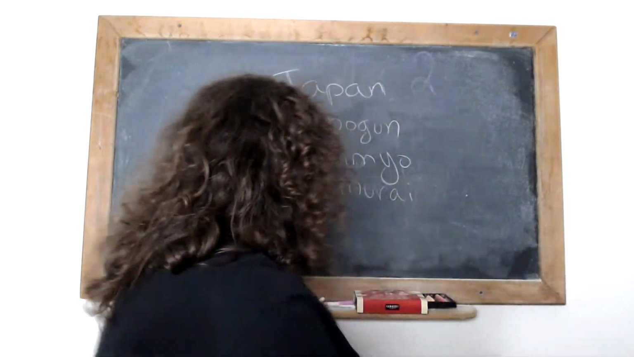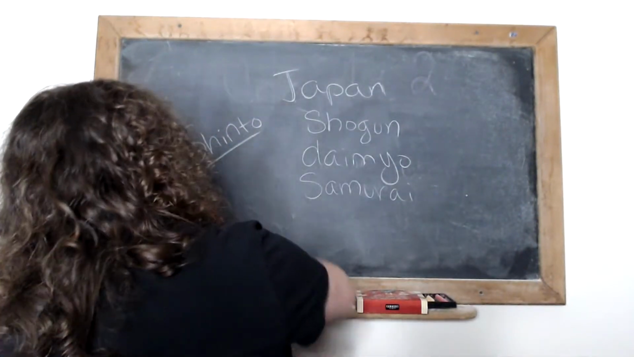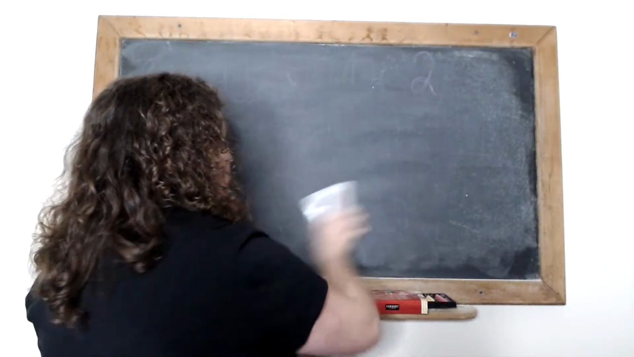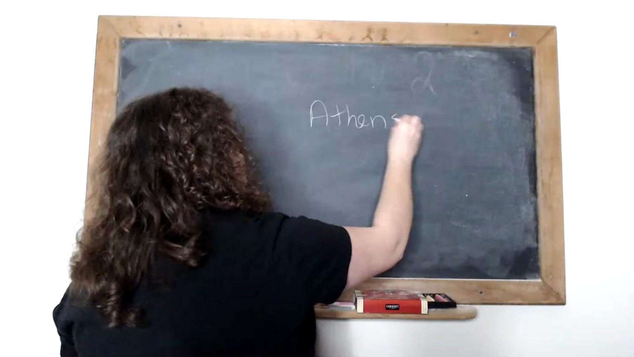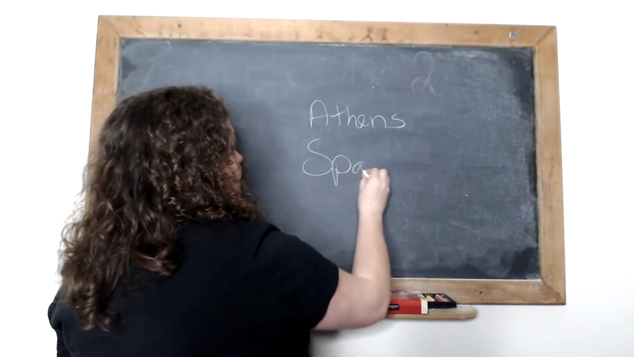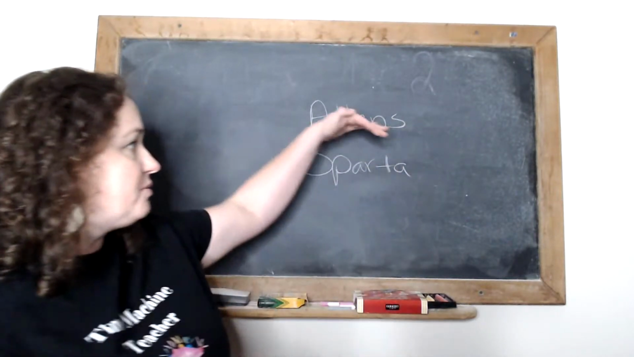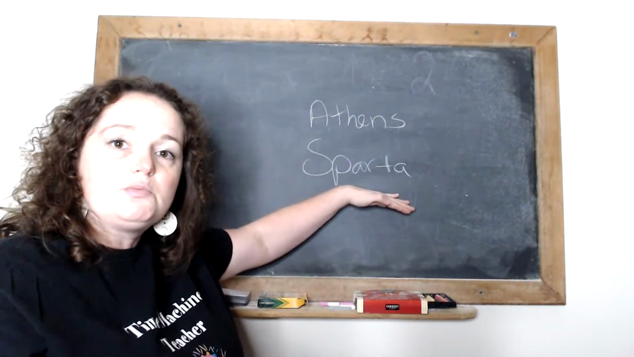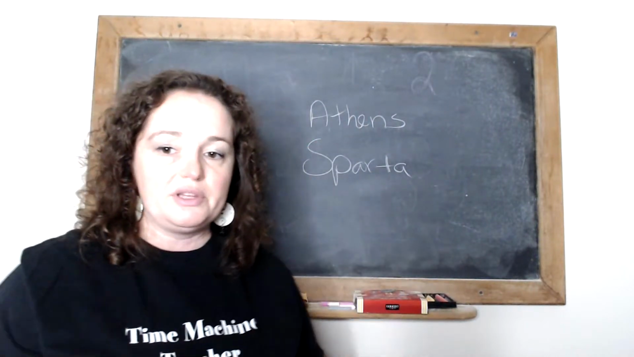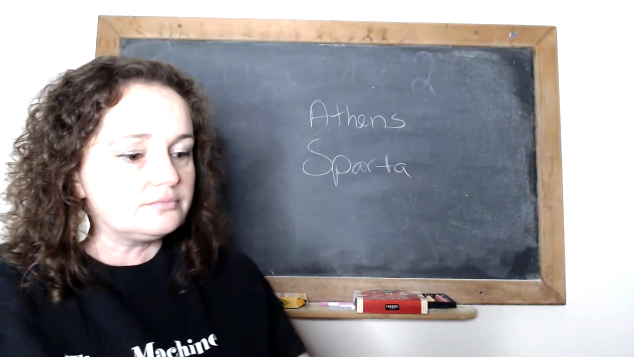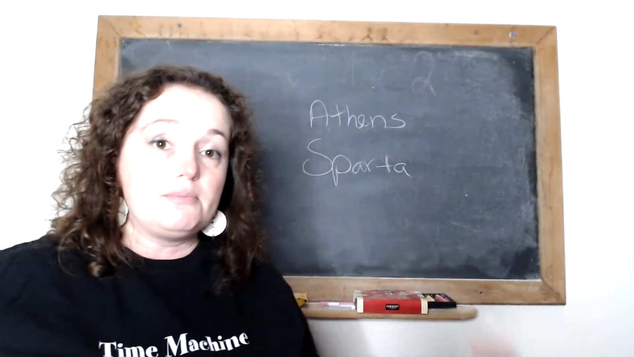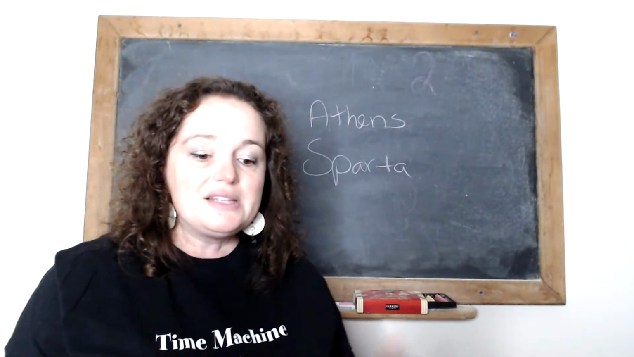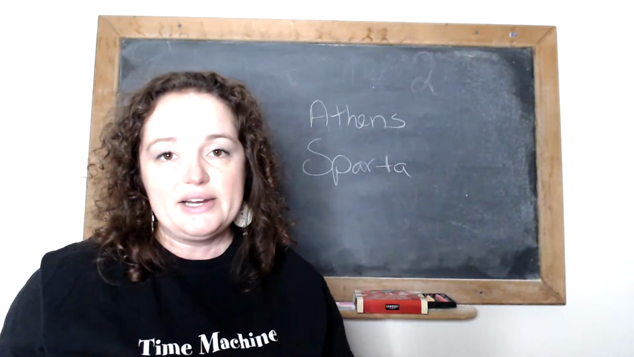We also have Greece. Remember, Greece is divided into city-states. We have two important city-states, Athens and Sparta. Athens, remember, is a democracy. Sparta is more militaristic, run through the military. Then we have Rome. Remember, Rome starts as a monarchy, and it's basically going to end as an empire.